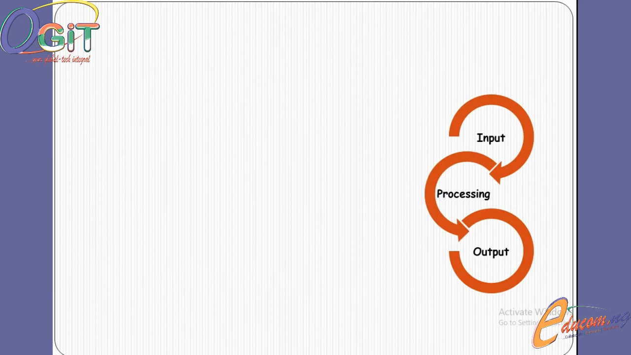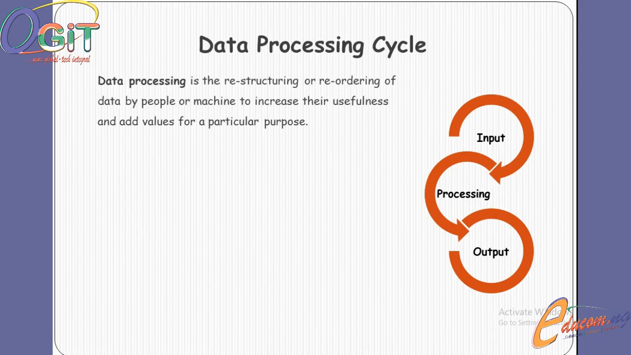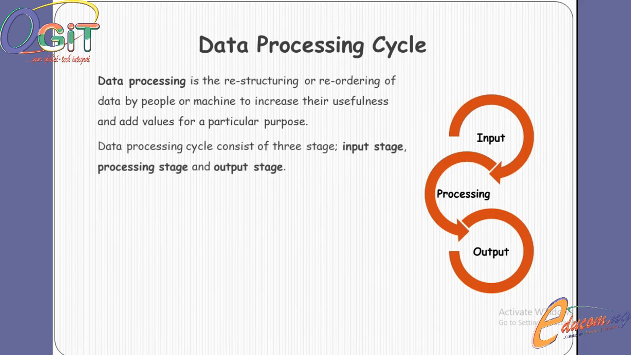Now we're going to move into data processing cycle. And what is data processing itself? Data processing is the restructuring or reordering of data by people or machine to increase their usefulness and add values for a particular purpose. And data processing cycle consists of 3 stages, which include the input stage, processing stage, and output stage.